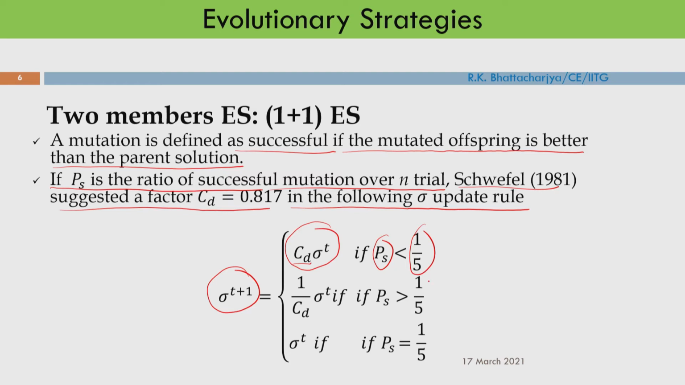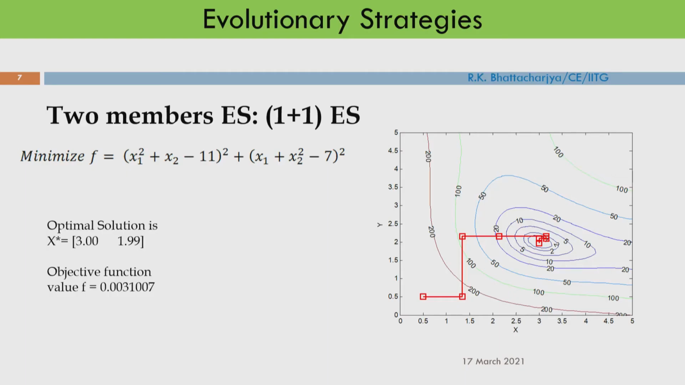Okay. If it is more than 1/5, that means you are more successful. So, in that case you are increasing the sigma. That is why you are dividing sigma t by cd. And if the ratio is 1/5, in that case you are not changing the sigma value. So, we can use this sigma update rule and change the sigma value with the iteration. Okay. So, this is the problem I would like to show you. I think you have seen this particular function.